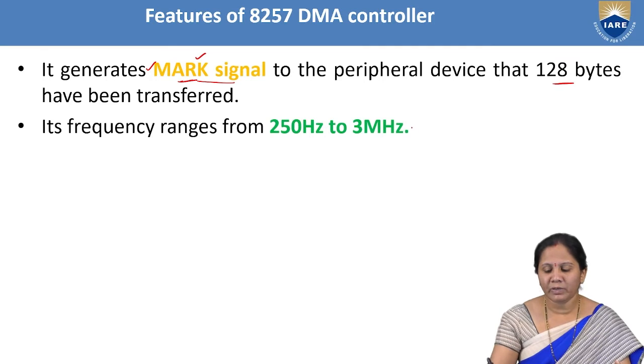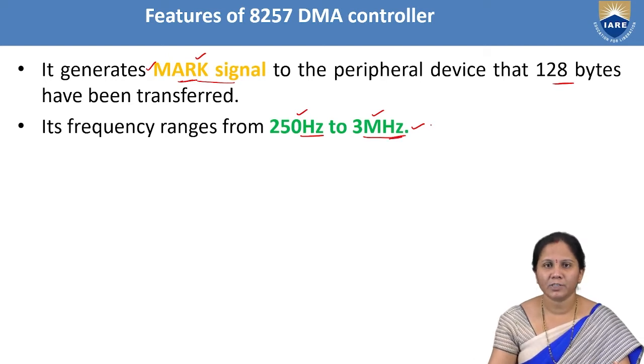And the operating frequency is from 250 Hz to 3 MHz. So the minimum operating frequency is 250 Hz and the maximum frequency for this 8257 DMA controller is 3 MHz.